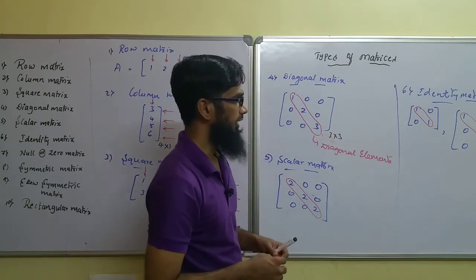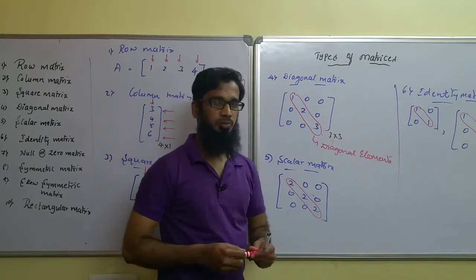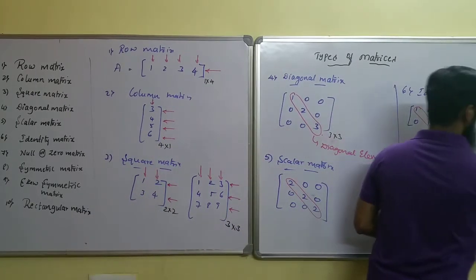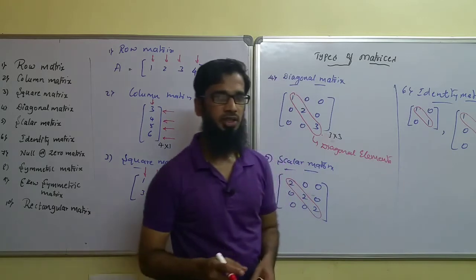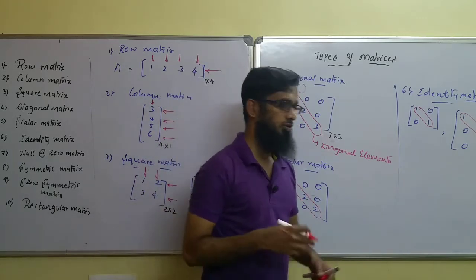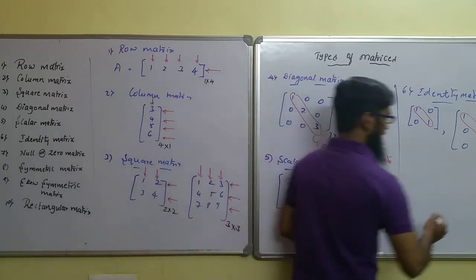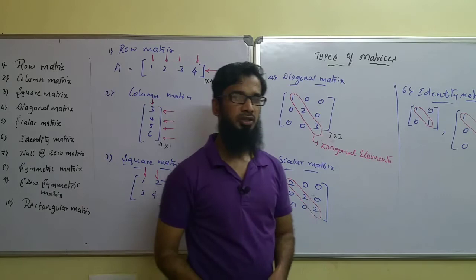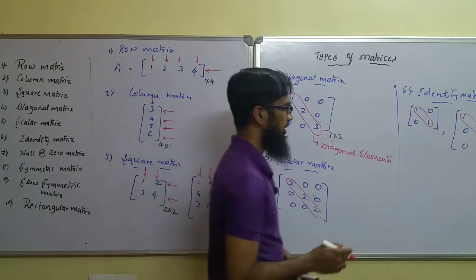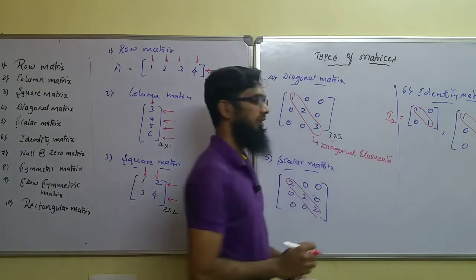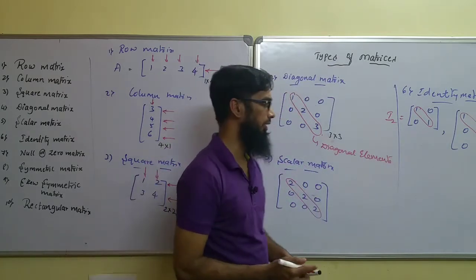Now, the identity matrix is always represented with the capital letter I. If I represent it with the matrix I, it indicates it's an identity matrix. For a 3 cross 3 matrix, I have to represent I3, which indicates it's an identity matrix of a 3 cross 3 matrix. If I represent I2, it indicates an identity matrix of a 2 cross 2 matrix.